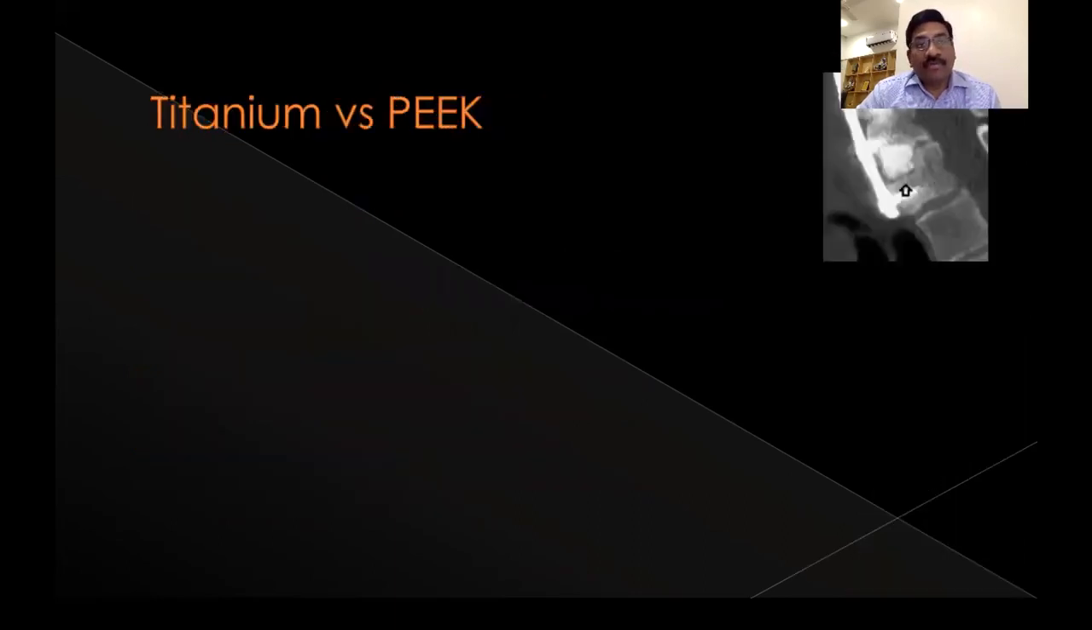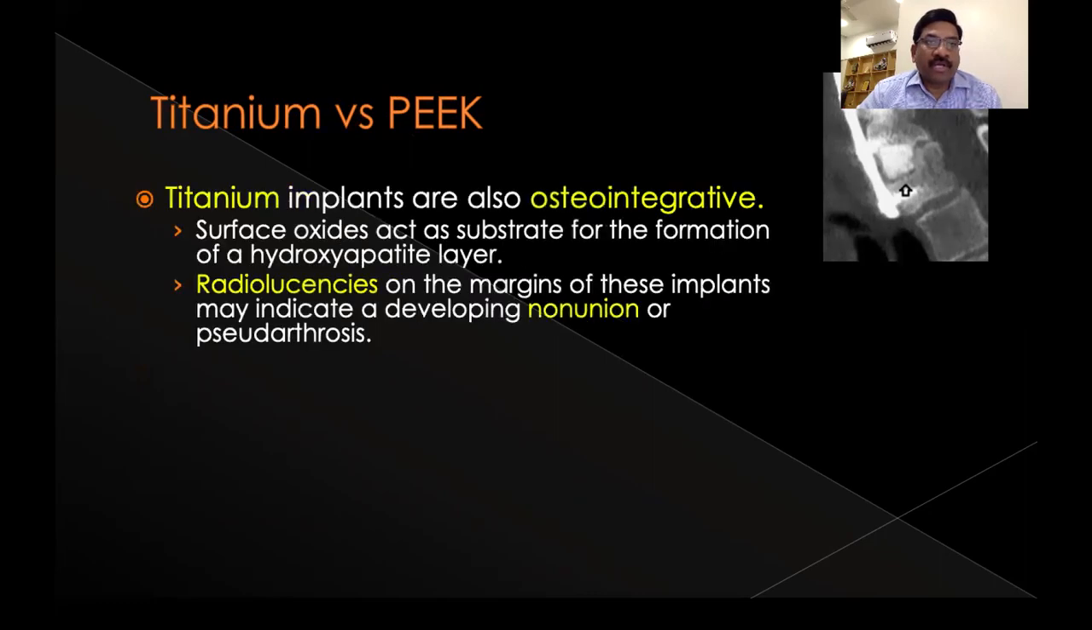It's very important to know the material used in the implant, because titanium and PEEK cages are the commonly used cages. Whenever we use a titanium implant, the titanium is osteointegrative, in the sense the surface oxide acts as a platform for the hydroxyapatite to form a bony layer. So the radiolucencies seen with the titanium implants indicate a problem. There is a non-union developing when you notice a radiolucency around the titanium implant.